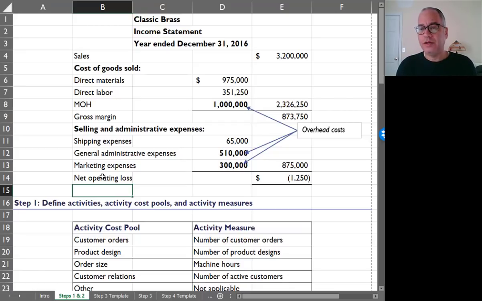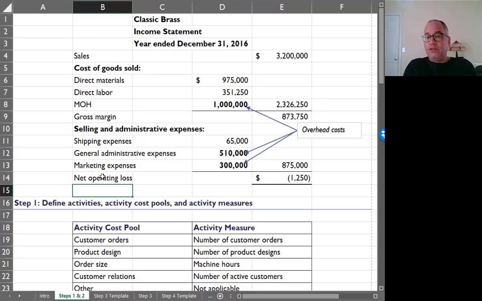What we want to do here is point out that manufacturing overhead is $1 million, but there's other kinds of overhead too. And until this moment, I've just been talking about overhead as if it's all manufacturing overhead. And in fact, there's other kinds of overhead. There's selling and administrative expenses. So general administrative expenses are overhead, but not manufacturing, and they're period costs. And the same thing goes for marketing expenses. Marketing expenses is overhead, but it's not a product cost, it's a period cost.